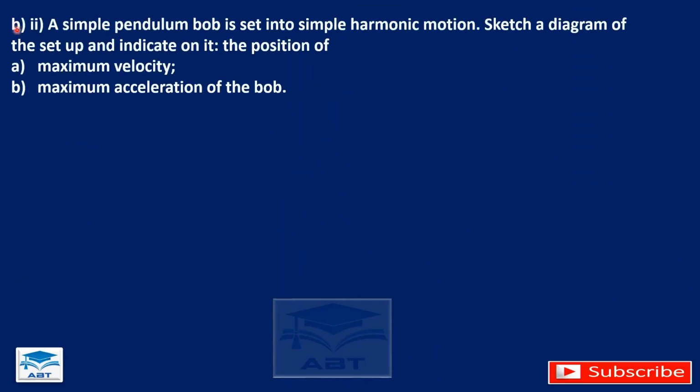And BII, a simple pendulum bulb is set into simple harmonic motion. Sketch a diagram of the setup and indicate on it the position of A, maximum velocity, and B, maximum acceleration of the bulb.